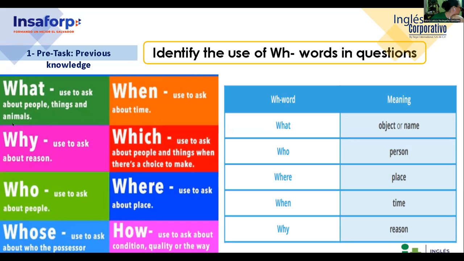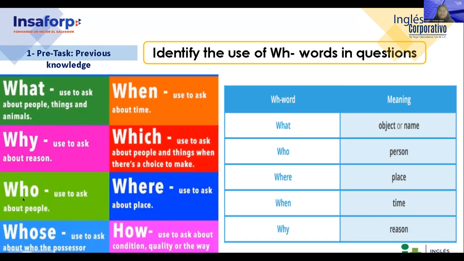What is used to ask about people, things, and animals. And also we use it to talk about personal information. Okay, so the next one that we have is why. We use it to ask about a reason, right? So don't forget that: what and why. So why are you crying?